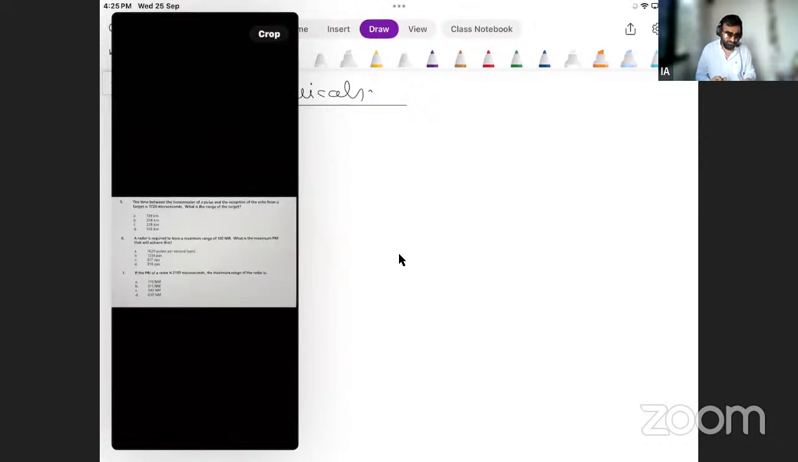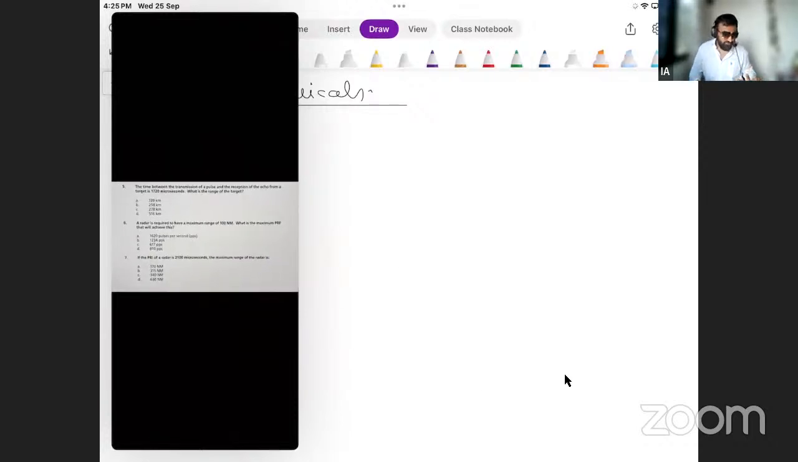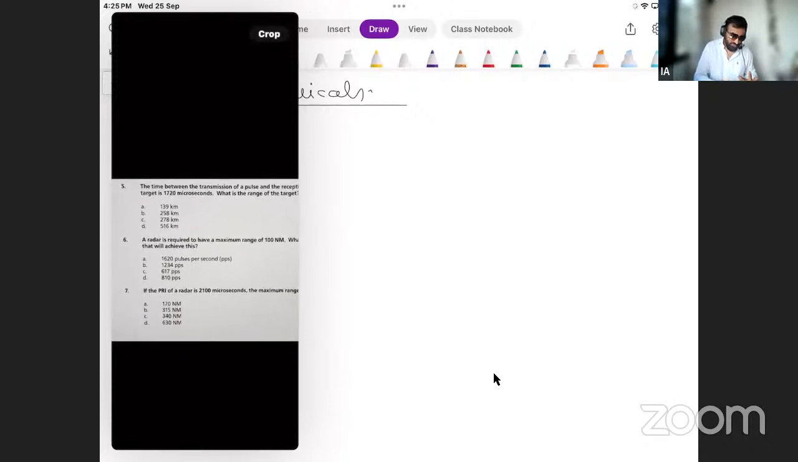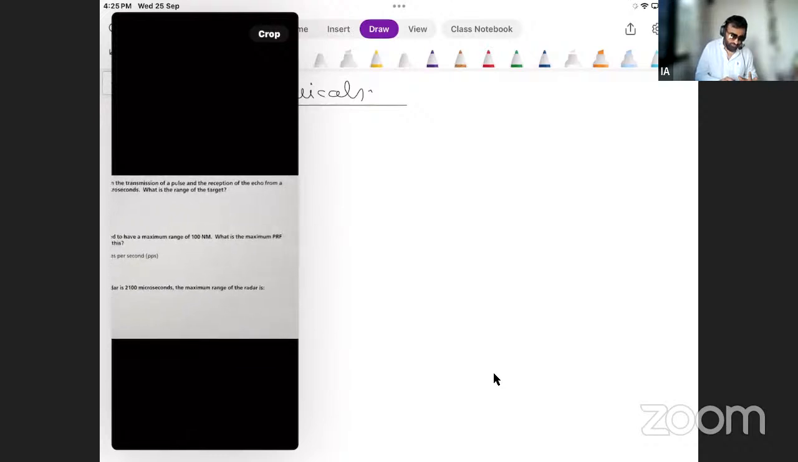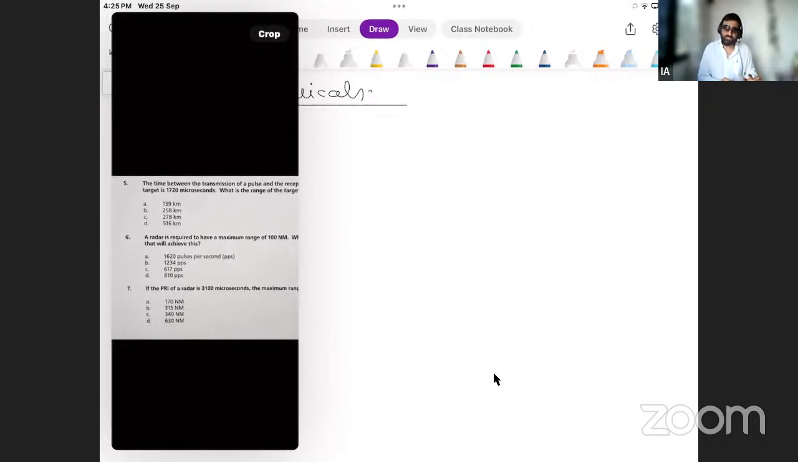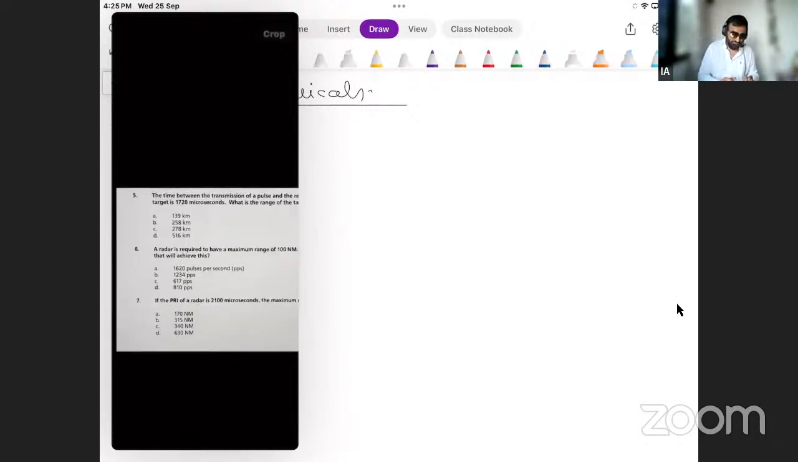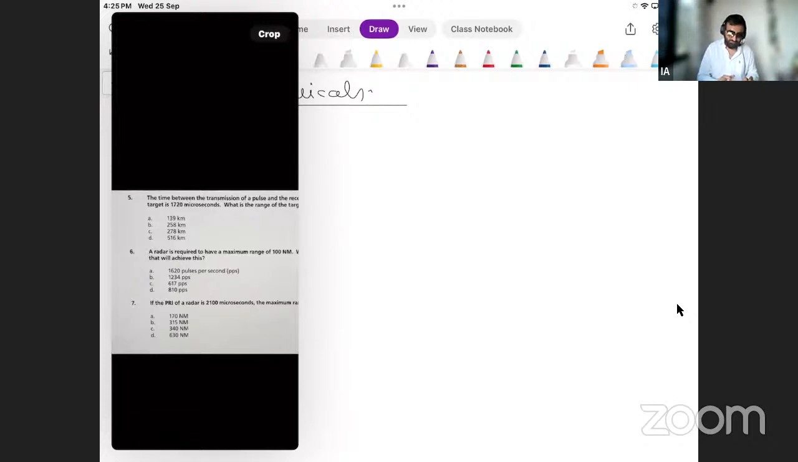Question number 5 talks about finding the range of the target. And question number 7 is also talking about range of the radar. So the range questions we will solve first. These are very easy questions. All we need to do is have a formula. So question number 5 and question number 7 we will be solving first.